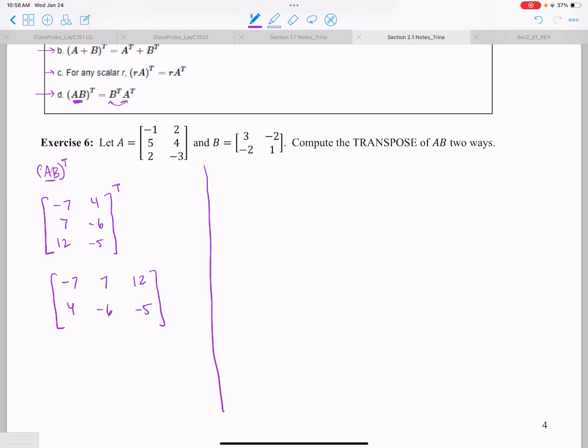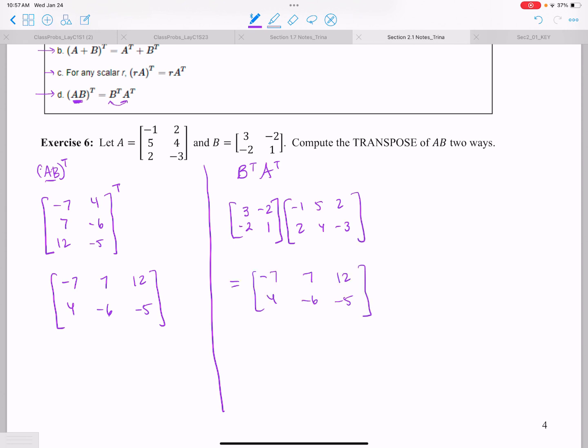The second way is to use B transpose times A transpose. So I'm going to write down B transpose first. So 3, negative 2, and then negative 2, 1. Notice that B is equal to its transpose. That happens if your off diagonals are the same. A transpose would be negative 1, 2, 5, 4, 2, negative 3. And now go ahead and multiply those. And notice that they are the same. So we just verified that last rule we had, that (AB) transpose is equal to B transpose A transpose.